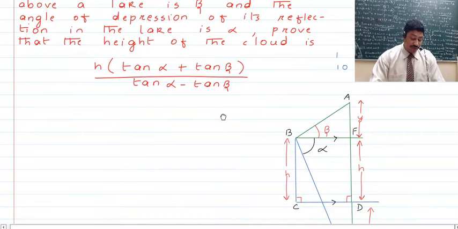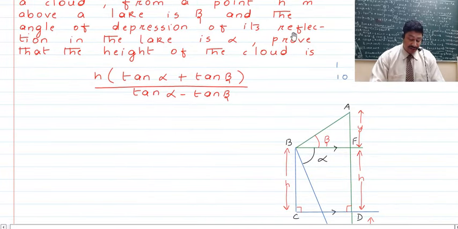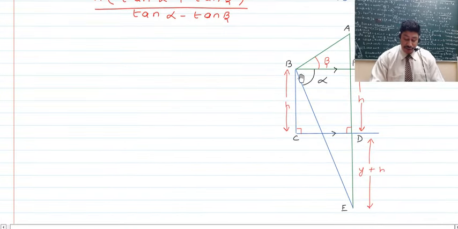And now here we've also been given that the angle of depression of the reflection in the lake from this point of observation is alpha. As such, if you join the eyes of the observer with the object that is the image of the cloud, then that will become your line of sight, and this is a straight line which is the join of the eyes of the observer parallel to the horizontal.